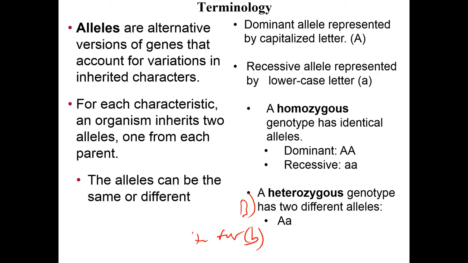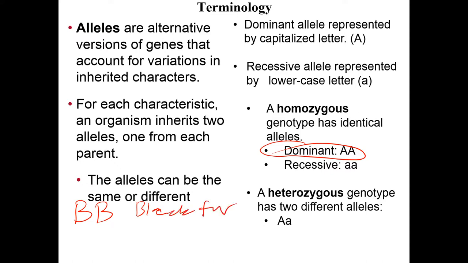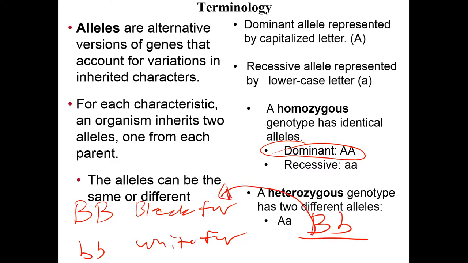So going back to our little situation here, if you have two copies of your dominant allele, then you're homozygous dominant. In this case, you have black fur. If you have two copies of the recessive allele, you're homozygous recessive. In this case, you have white fur. And if you have a copy of each, you're heterozygous. You have two different alleles. In this case, you would have black fur, because that particular allele is dominant over the recessive allele.